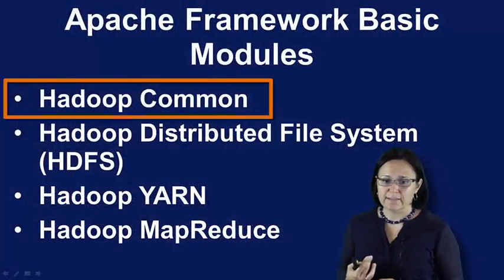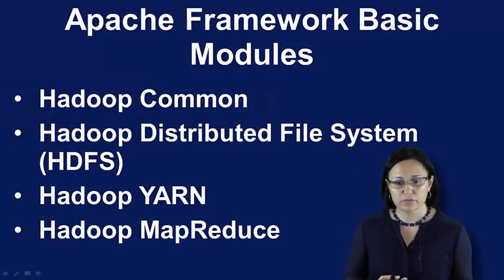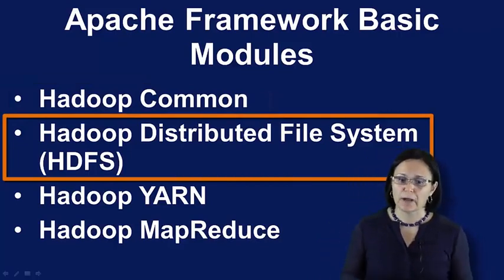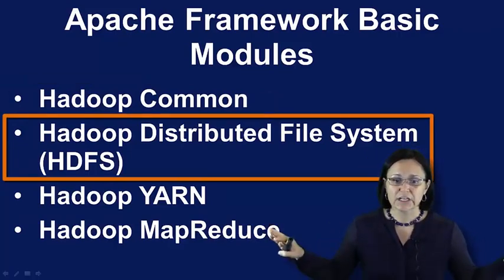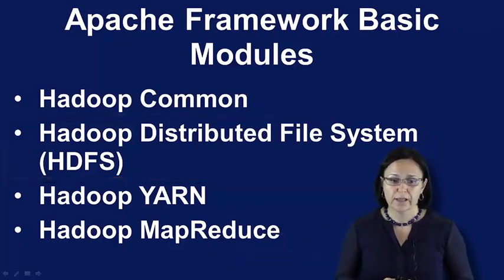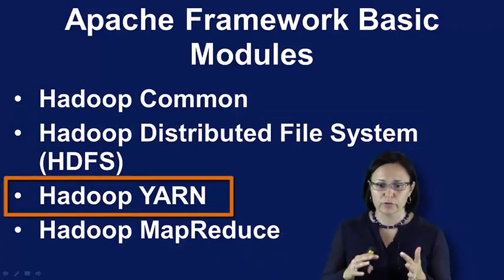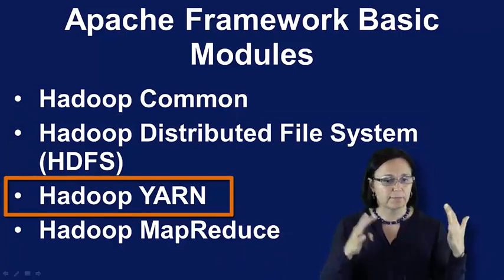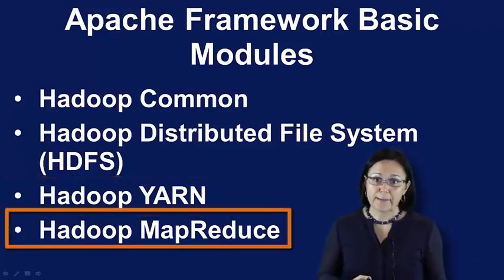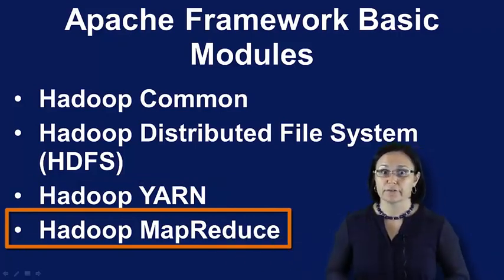Hadoop Common contains libraries and utilities needed by other Hadoop modules. Hadoop Distributed File System is a distributed file system that stores data on commodity machines, providing very high aggregate bandwidth across the entire cluster. Hadoop YARN is a resource management platform responsible for managing compute resources in the cluster and using them in order to schedule users and applications. And then Hadoop MapReduce is a programming model that scales data processing across a lot of different processes.